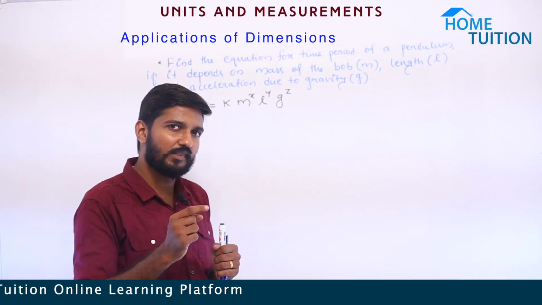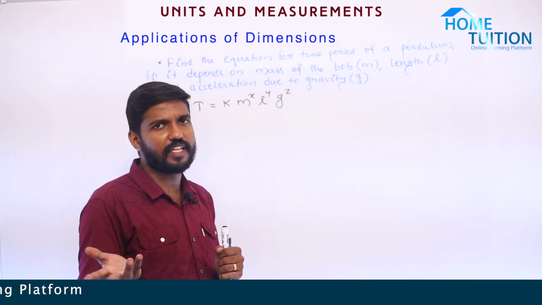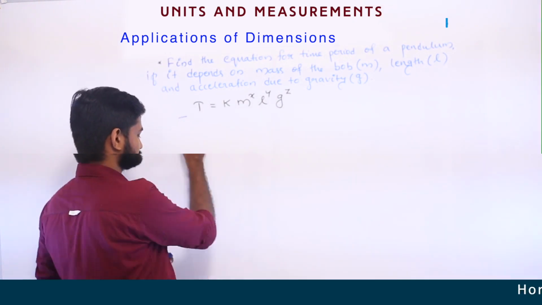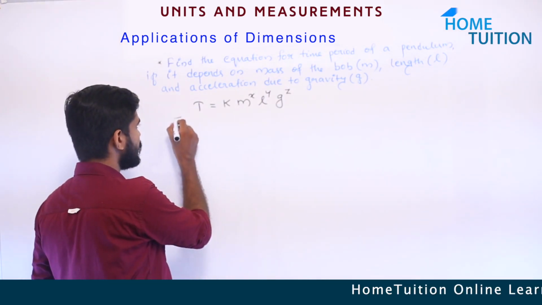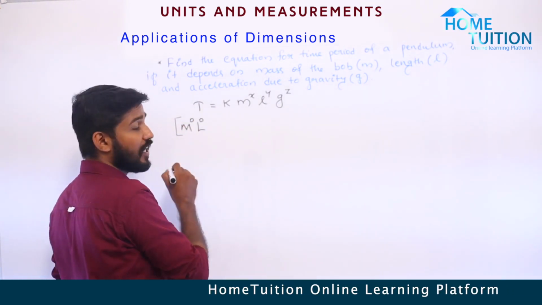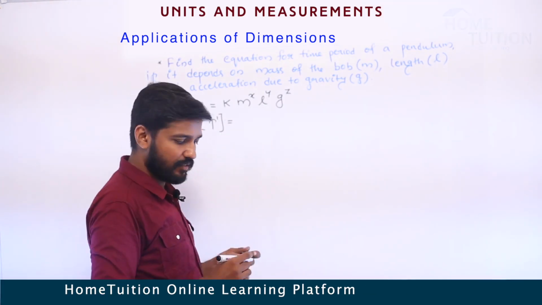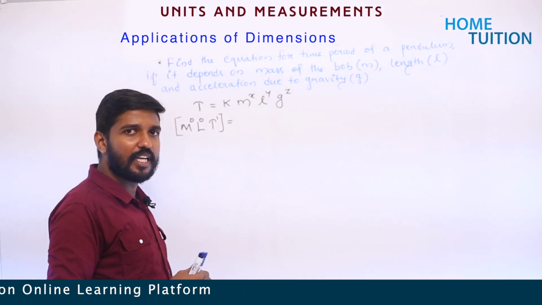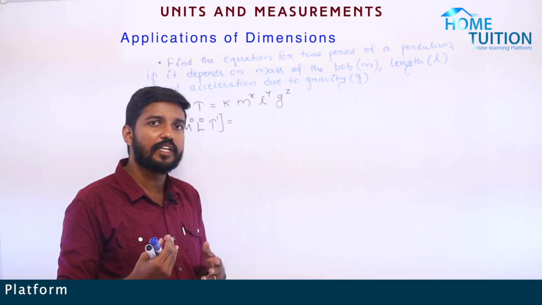So what is the dimension of time period here? Time period is t, right? Time t, nothing else. So the dimension of time period is M raised to 0, L raised to 0, T raised to 1. That is the dimensional formula of time period.